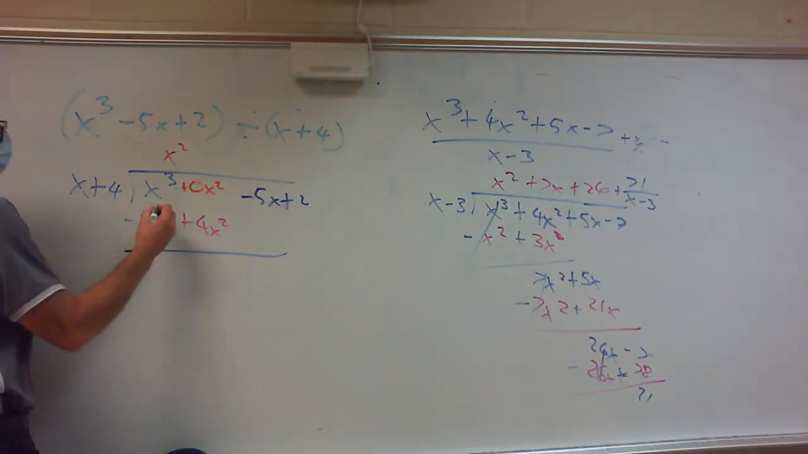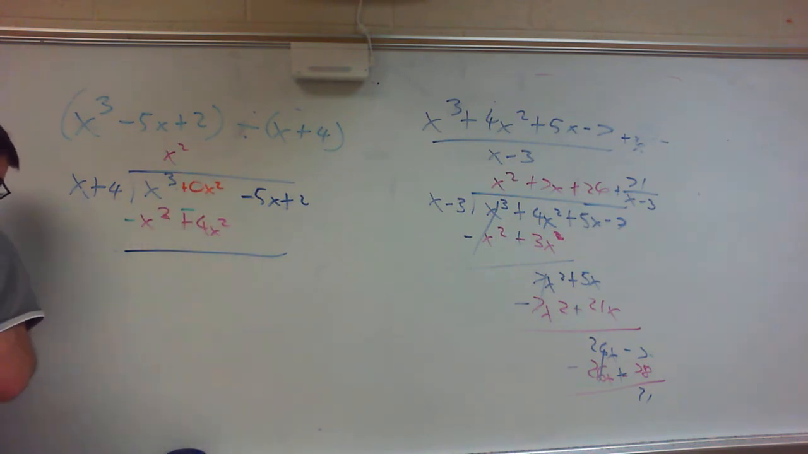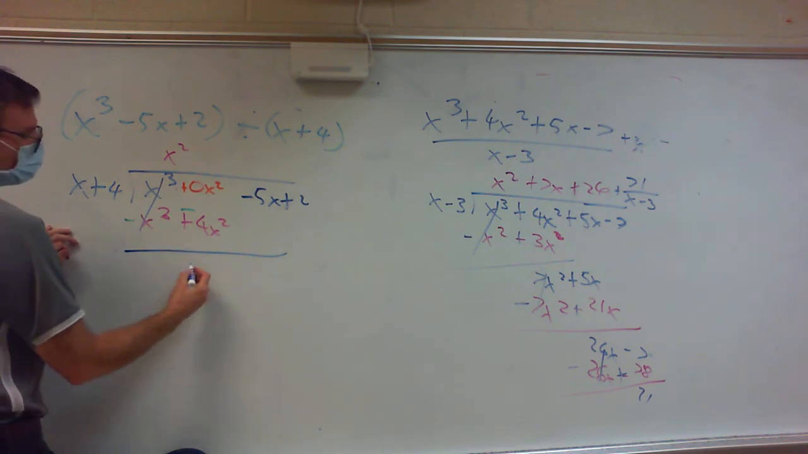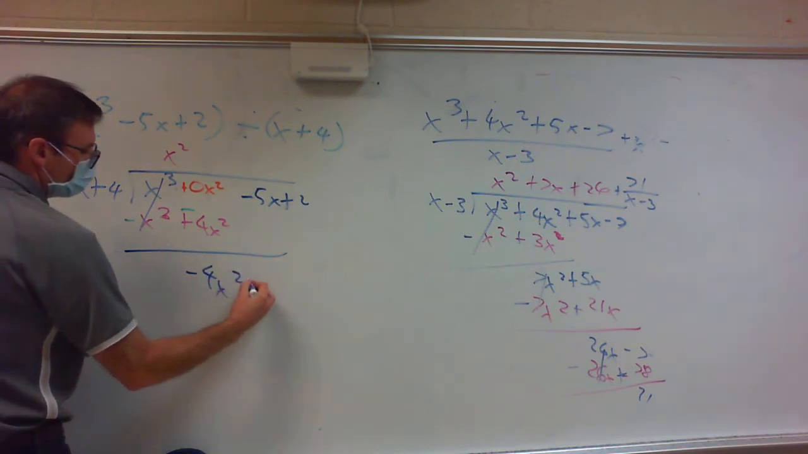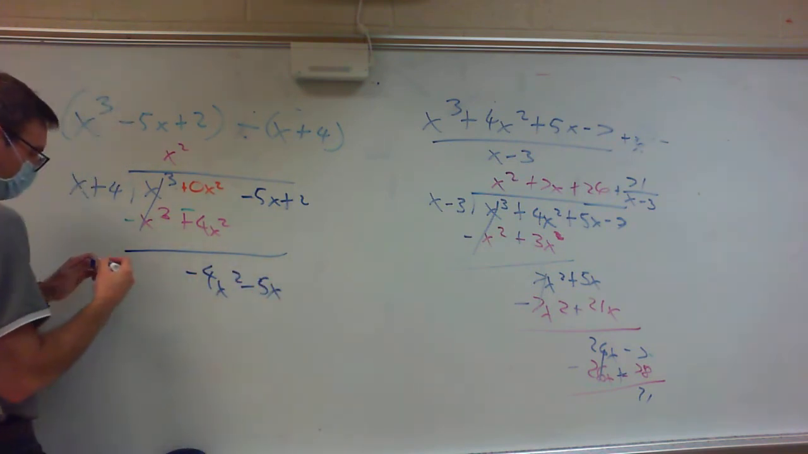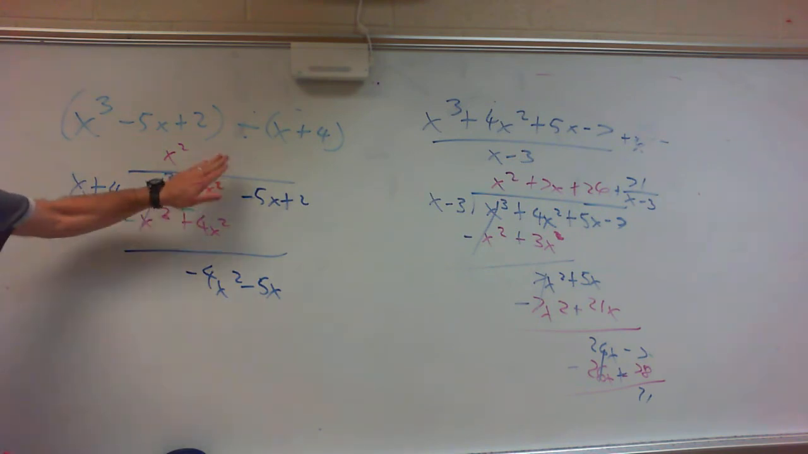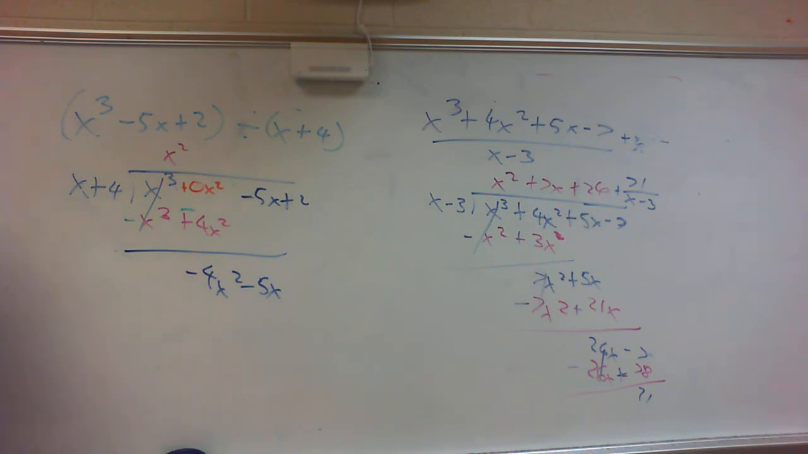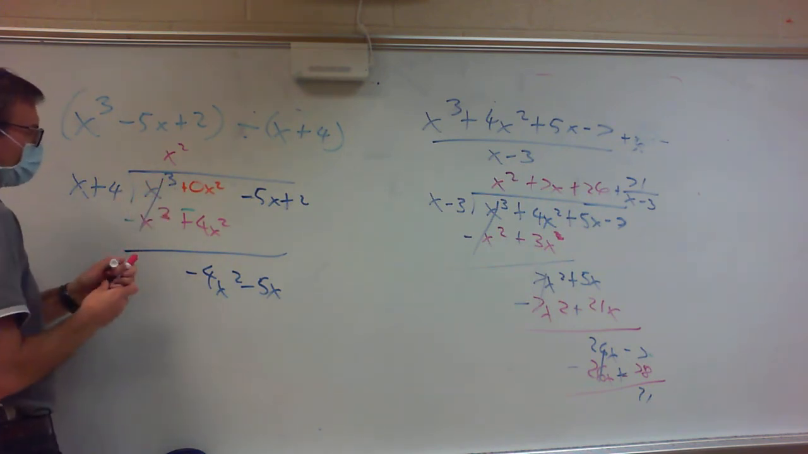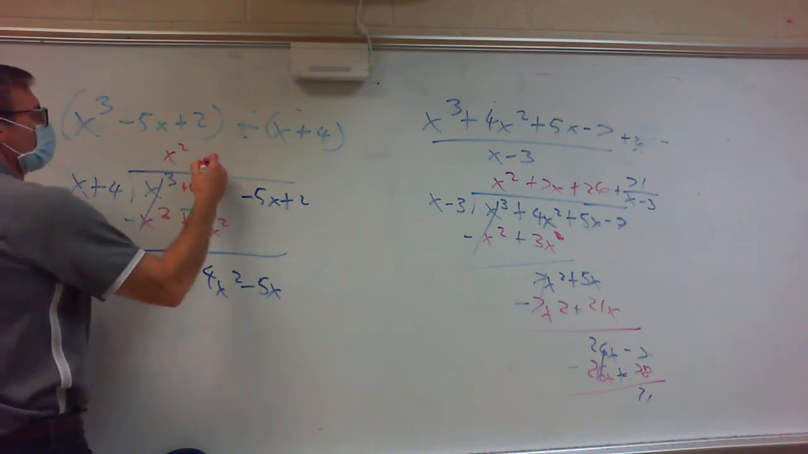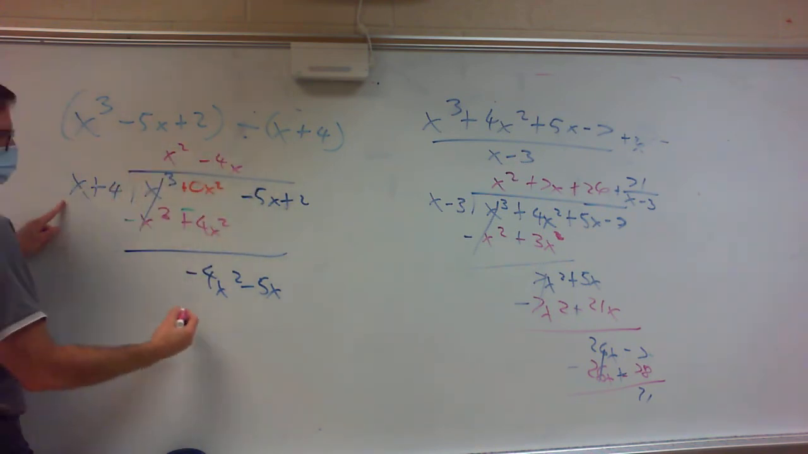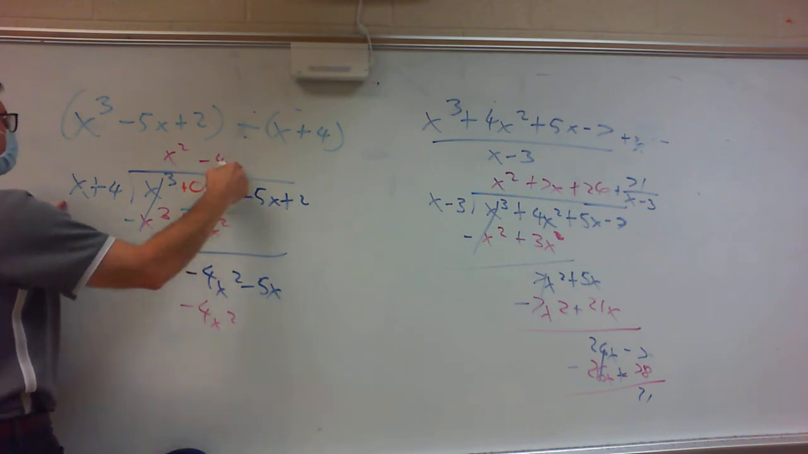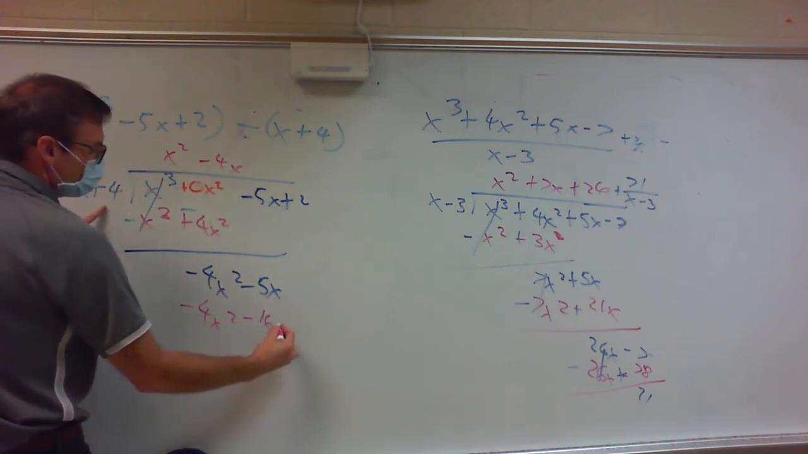Okay, so now we change the signs. And when I add, let's see, this cancels because it's supposed to. This is going to give me a negative 4x squared minus 5x. And I want to go up here and I think, all right, what goes here so that this times this is exactly negative 4x squared? Negative 4. Put a negative 4x. So this times this gives me minus 4x squared. This times this gives me a minus 16x.